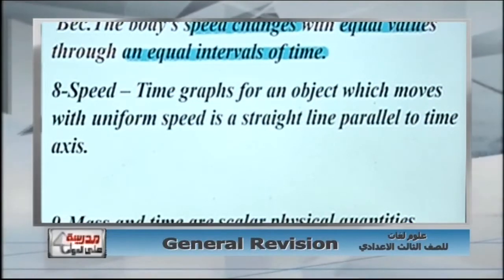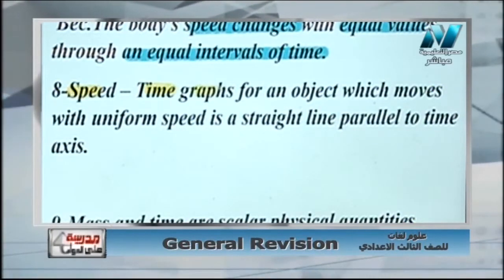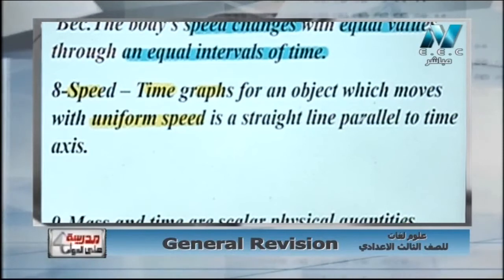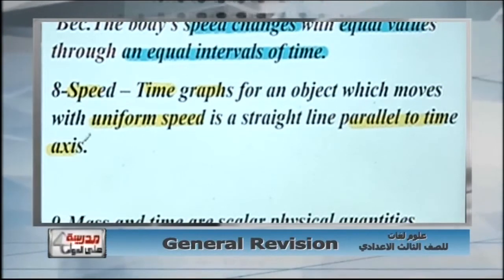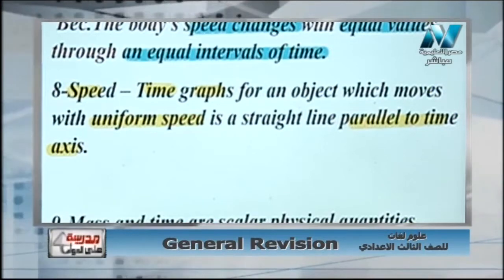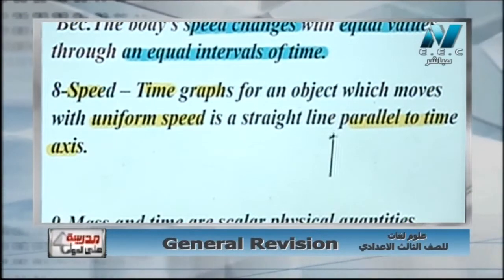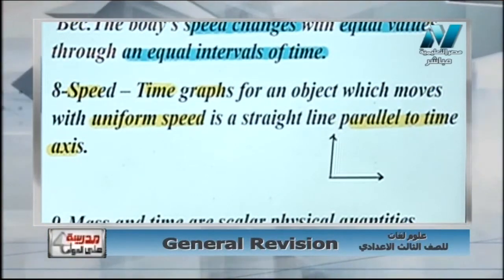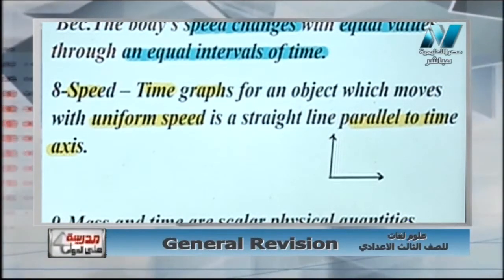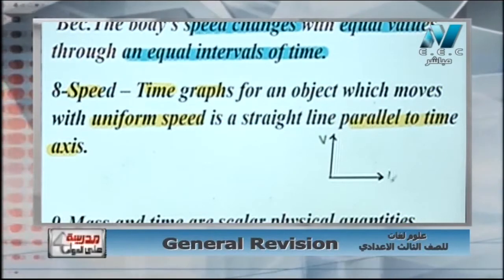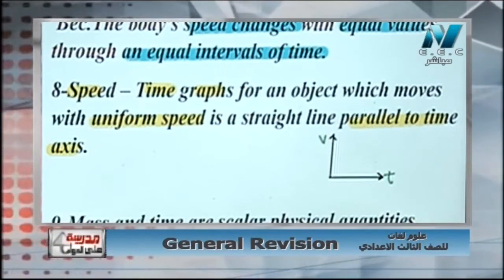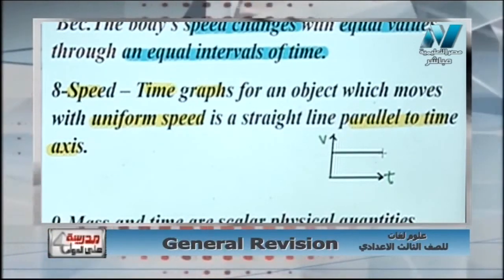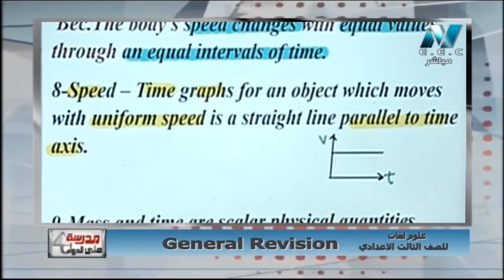Speed-time graphs. The speed-time graph for an object which moves with uniform speed is a straight line parallel to the time axis. Here we have a speed-time graph, a VT graph, with V and T. It is represented by a straight line parallel to the time axis, so we have no change in the speed.